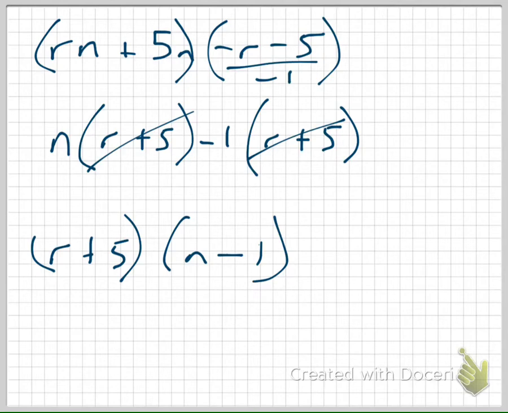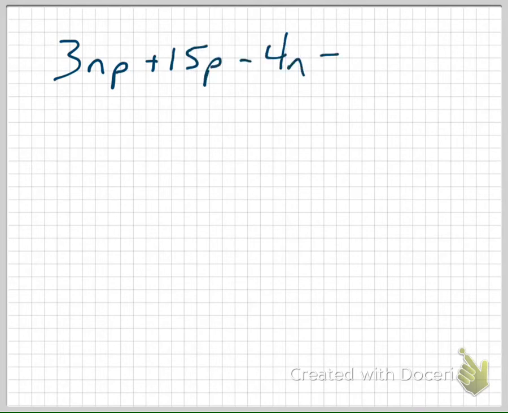So I'm going to let you do one here in a second. Got it written down, whoever's going to? Okay, here we go. Try this one. 3np plus 15p minus 4n minus 20.